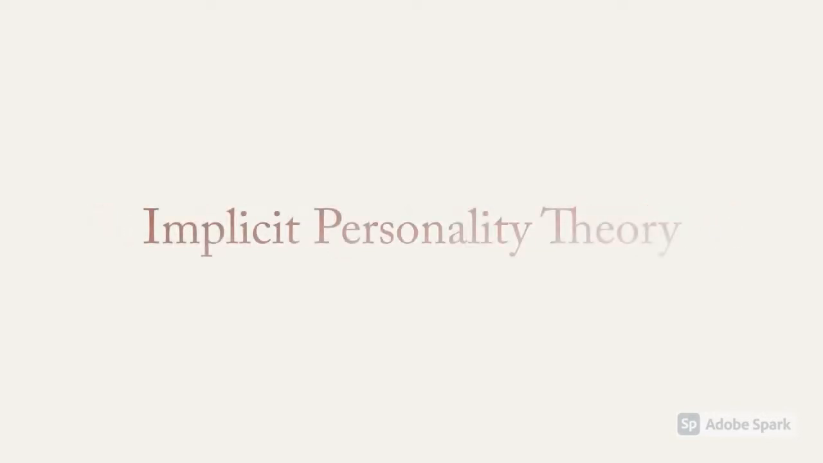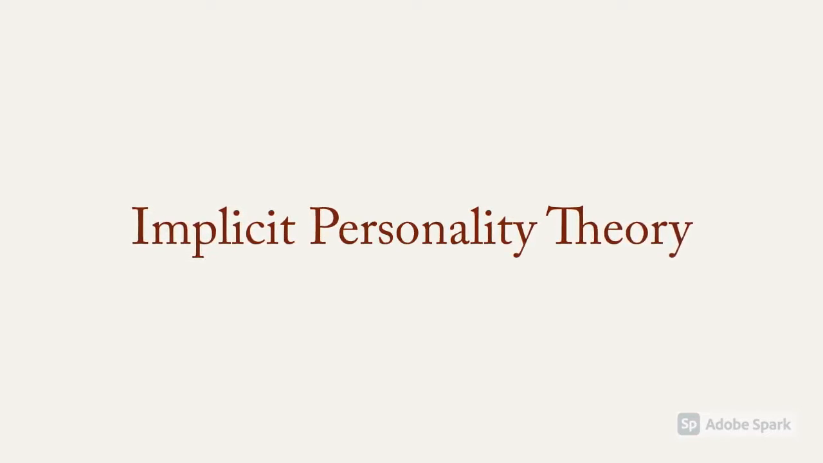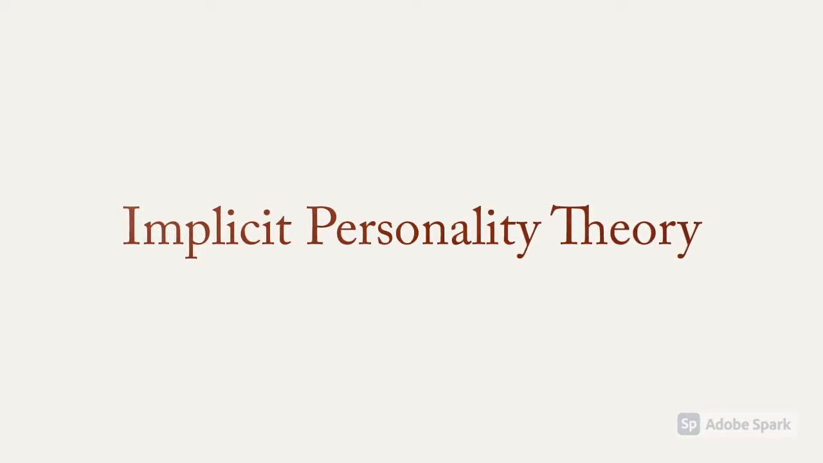Implicit personality theories. "He's not that kind of person." An implicit personality theory is a network of assumptions or beliefs about the relationships among various types of people, traits, and behaviors. Through previous social experience, we form schemas about the traits and behaviors associated with different types of people.